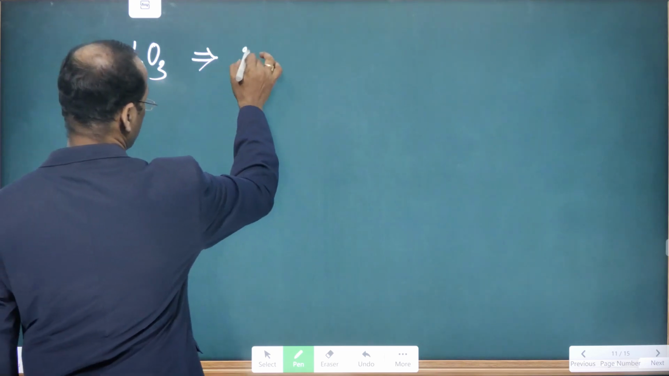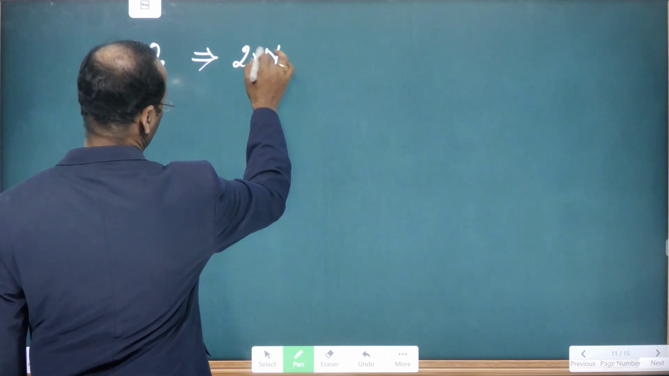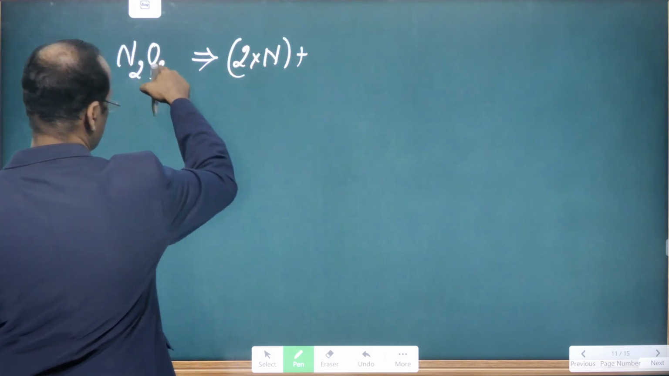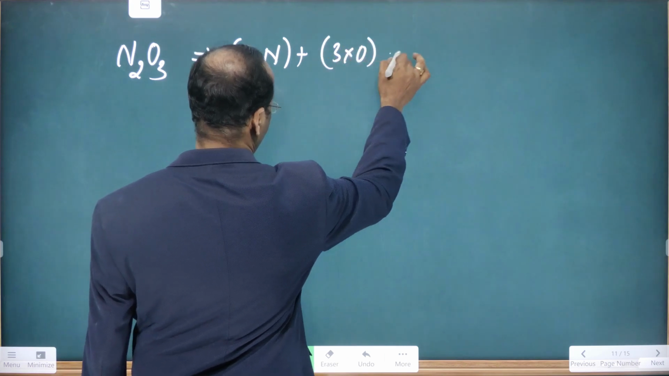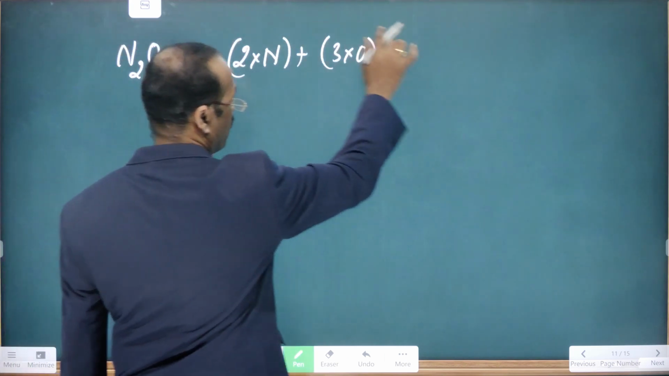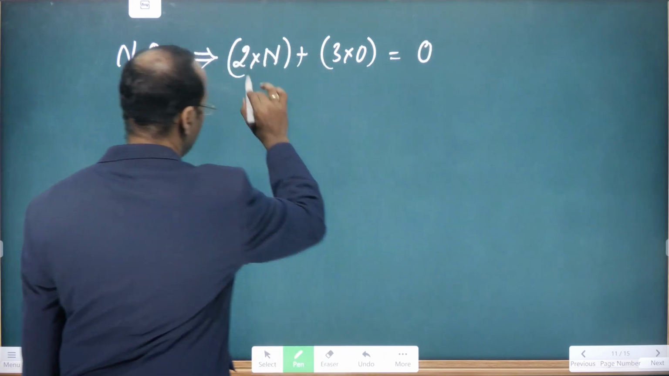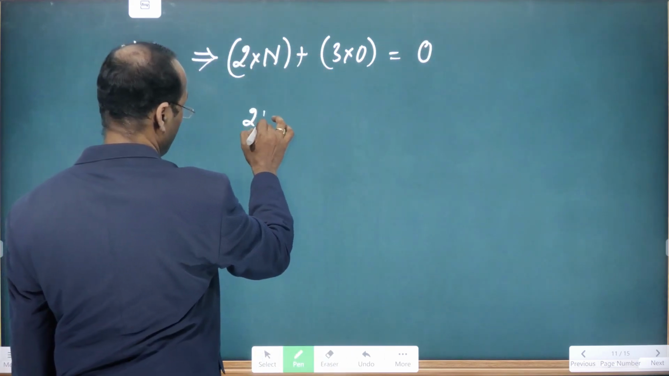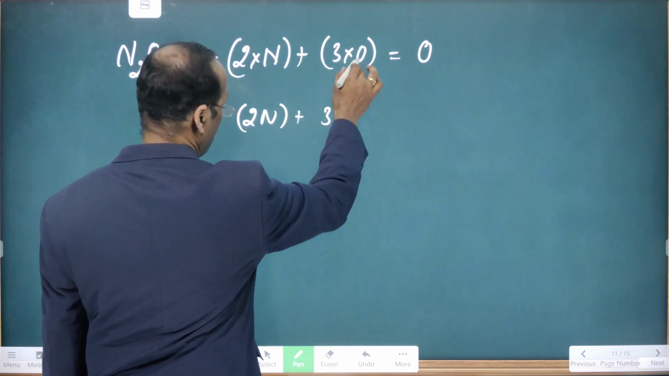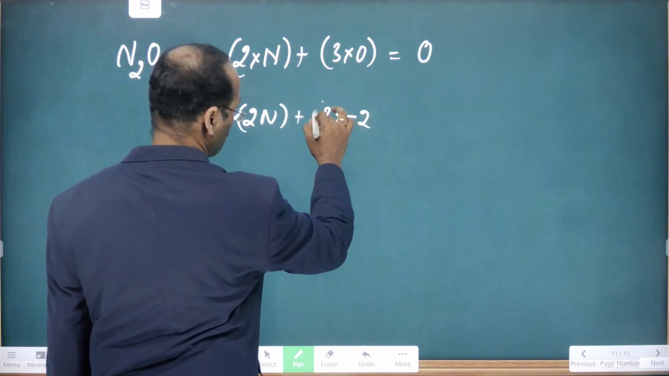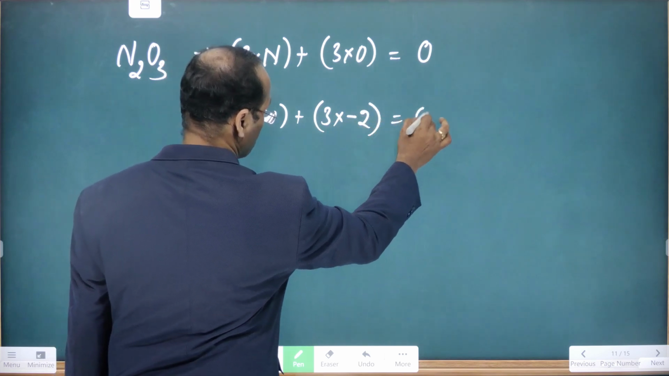So how many nitrogens are there? 2 nitrogens, 2 into nitrogens, plus how many oxygens are there? 3 oxygens, 3 into oxygens. And the sum of oxidation numbers of all the elements is 0. Correct. Now 2 nitrogens, plus 3 into oxygen. Oxygen is minus 2, you know that, is equal to 0.